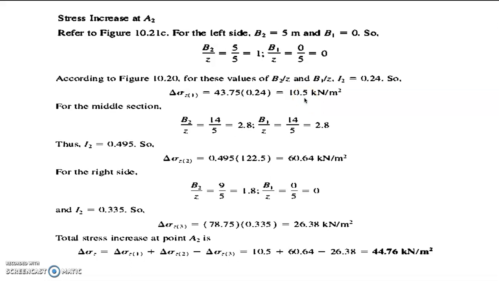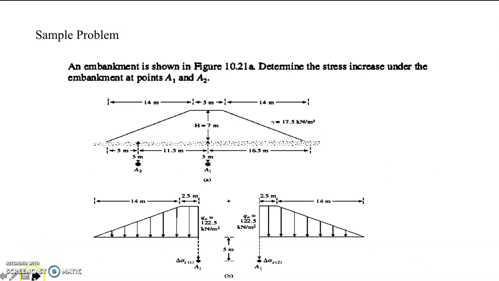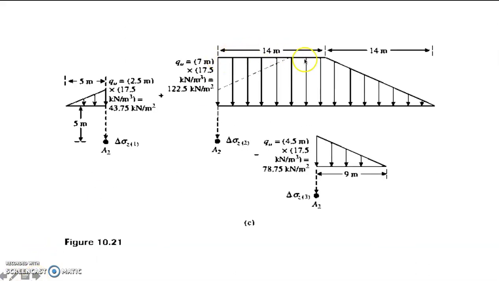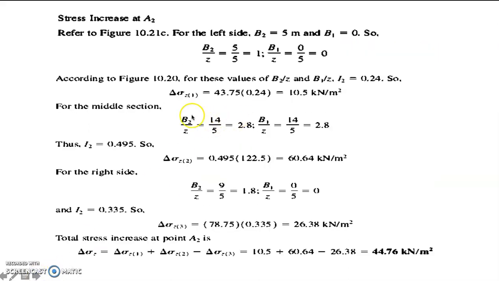For the middle section, our B2 is 14, and our B1 is also 14. This is our middle section. So we get the ratio here: B2 over Z is 2.8, and B1 over Z is 2.8. Using figure 10.20, I sub 2 is 0.495.